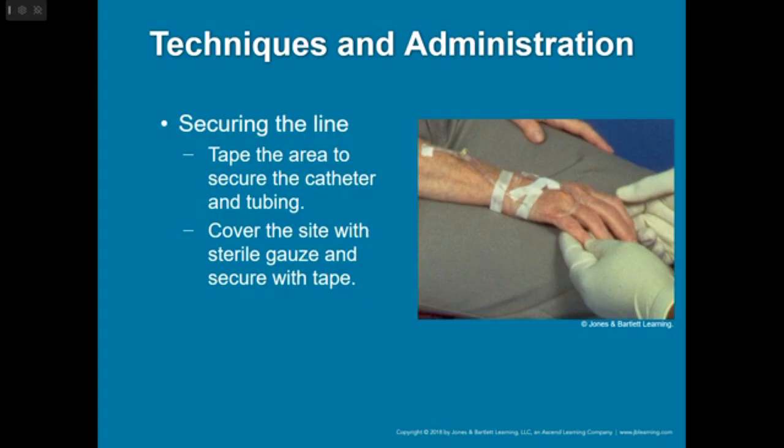Secure the line. Tape the area to secure the catheter and tubing. Cover the site with sterile gauze and secure with tape. So the site where the needle enters or that catheter enters the skin should be covered with, we call them Tegaderms. That's probably a trade name, but it's like a little plastic covering that you can see through so you can visually see where it enters the skin and also prevents any infection. You want to keep that sterile. You don't want to stick it to your cabinet or something before you put it on the patient. Try to keep it sterile as best you can before you put it on the patient.